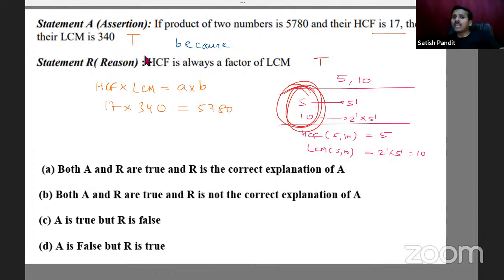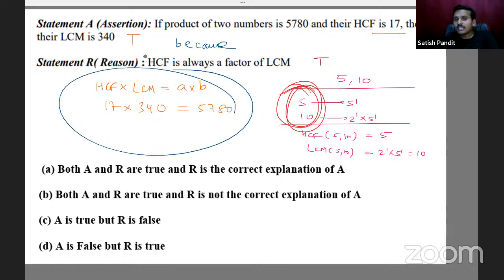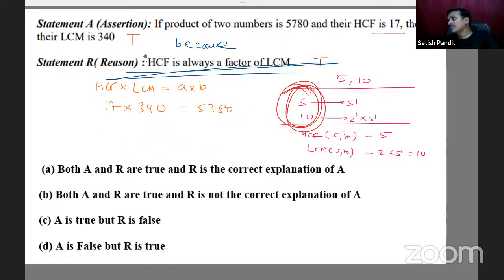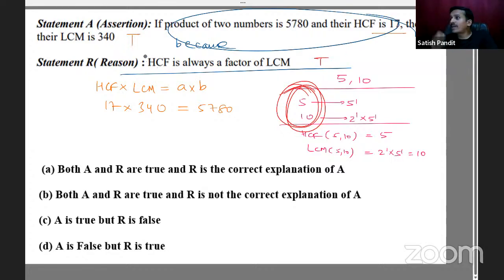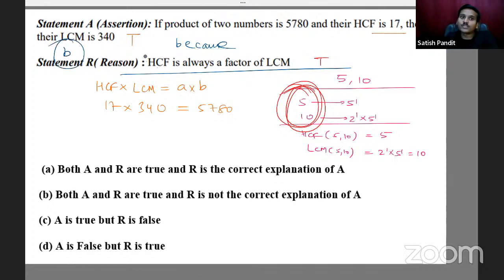Now if the product of two numbers is this one and the HCF and LCM is this, then LCM is 340. Is it because HCF is always a factor of LCM? No. We are getting this result from this one, right? We are able to verify all this. Because of this, right? Not because it is a factor of LCM. This is true, but it is not because of this that we are getting this. That is why the answer is option B and not option A.